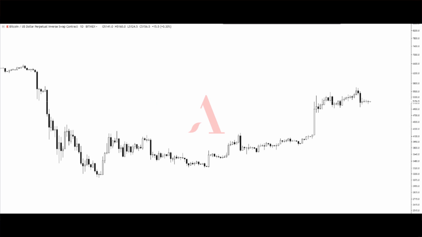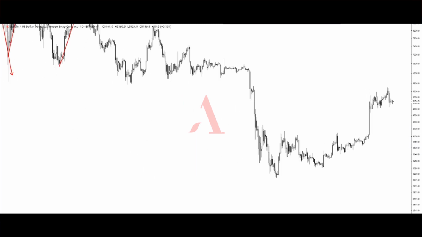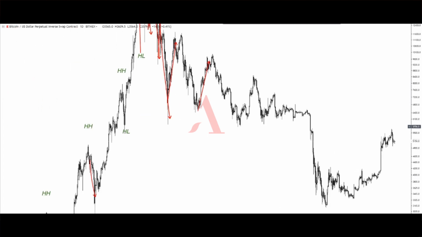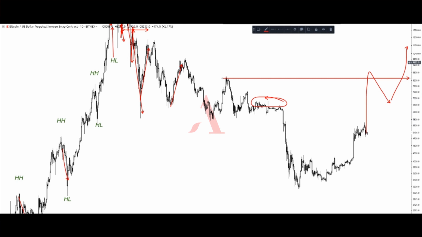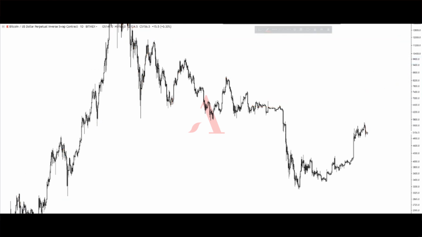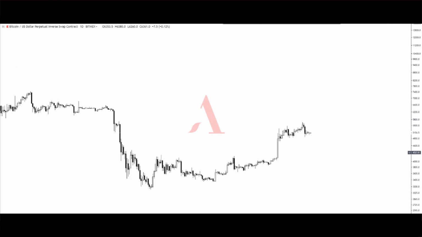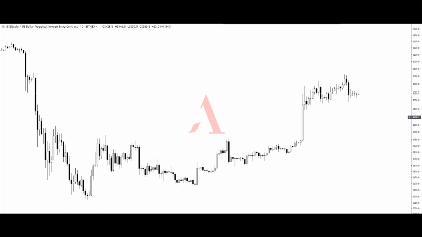Right here we have broken market structure again to the upside, but it is not a confirmed bull run yet. For myself, I think that a confirmed bull run would be a break of these highs and creating a higher low before uptrending and taking out every one of these highs. Currently, we have broken market structure up on the medium term.